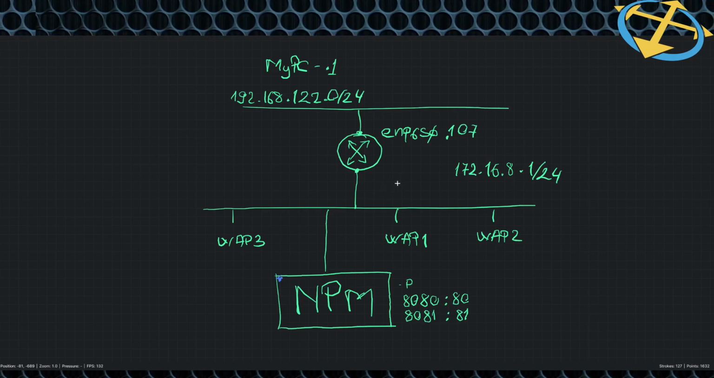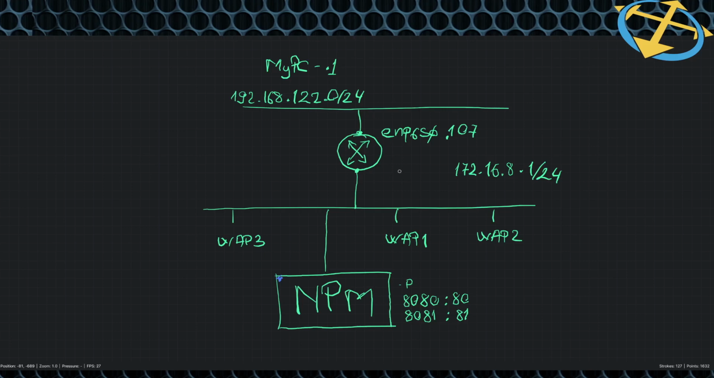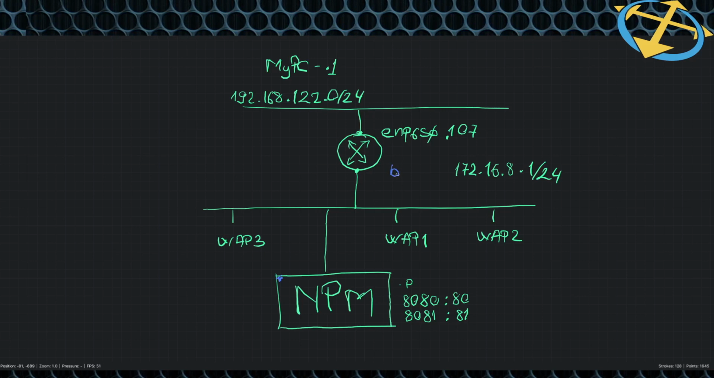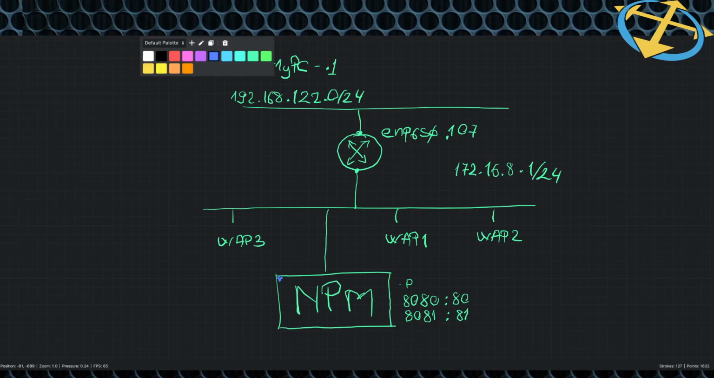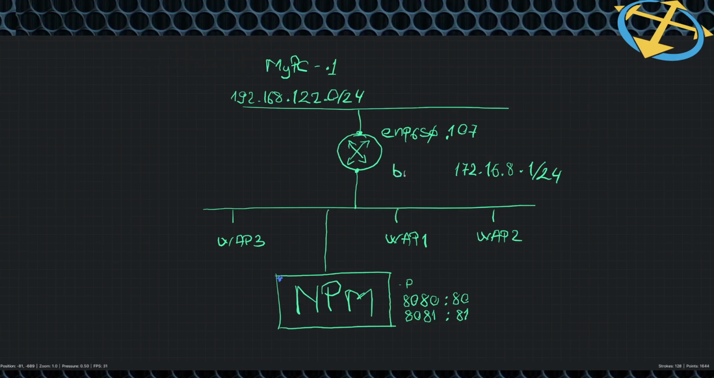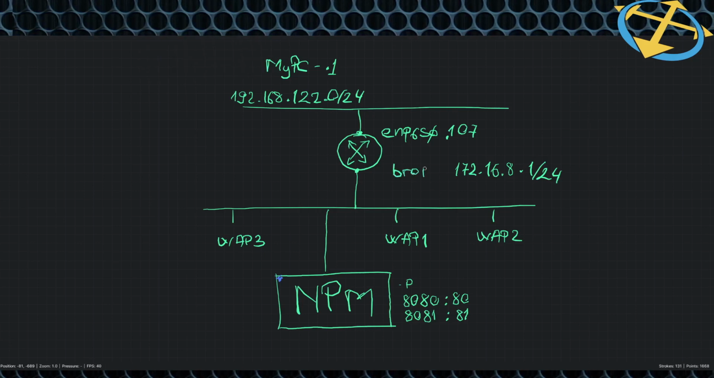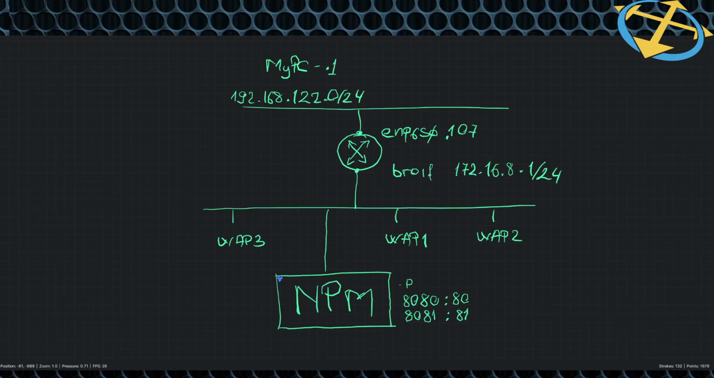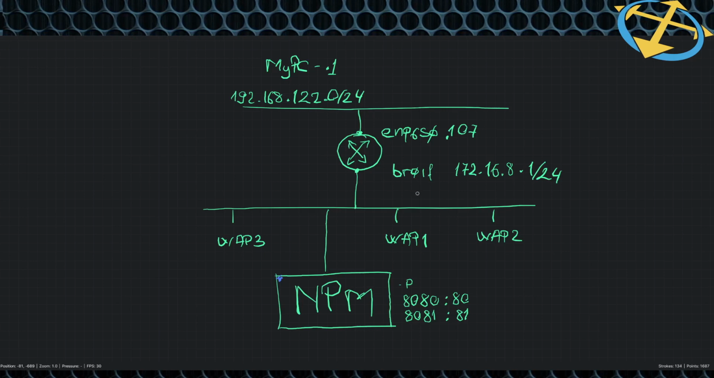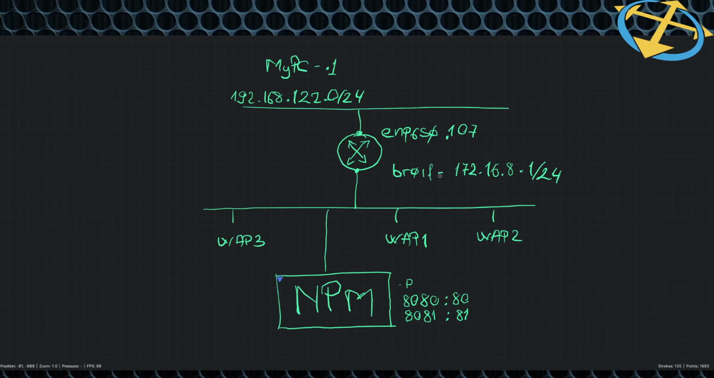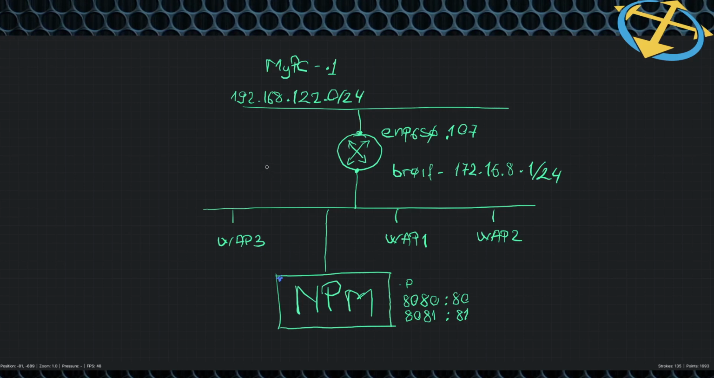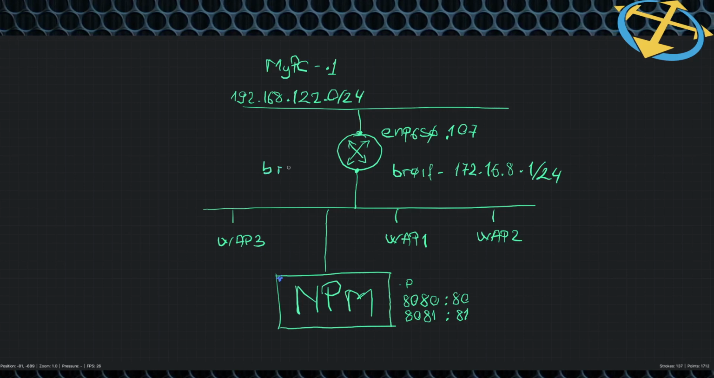Let me put here something else. Let's say this is an interface called, let me choose the right color. It's an interface called br0 if. All right. The reason I'm creating a custom Docker network, and the custom Docker network will be called BR0.